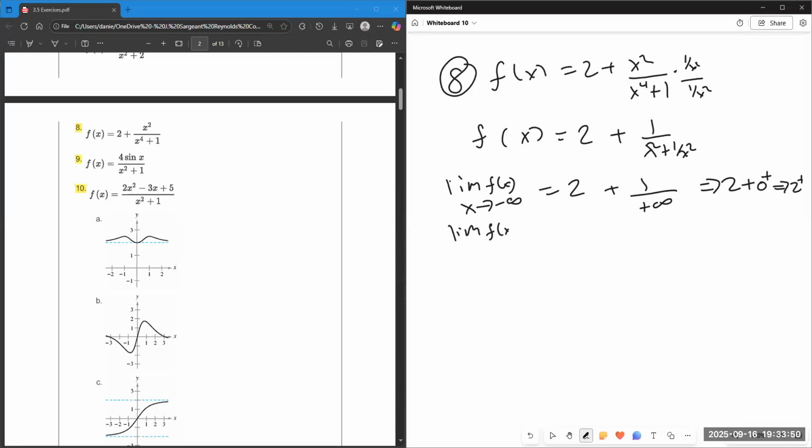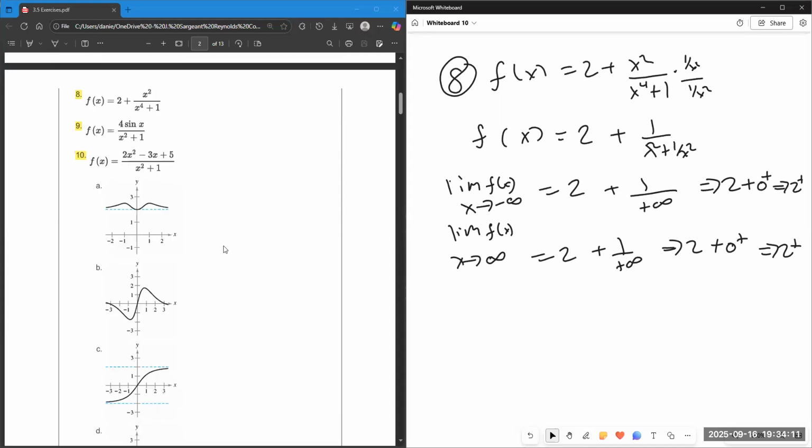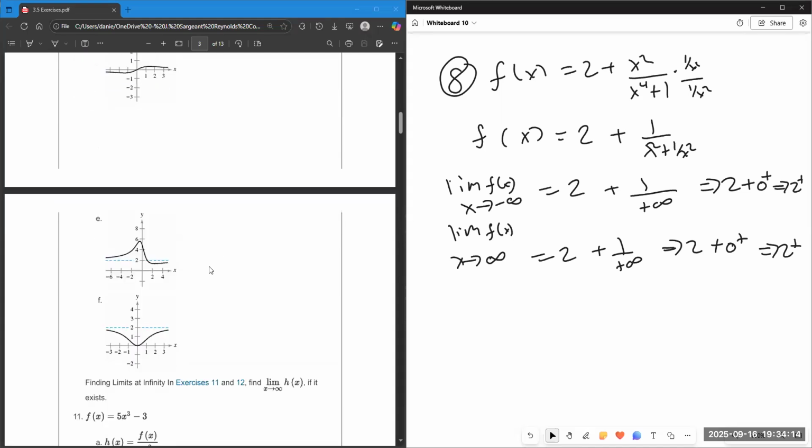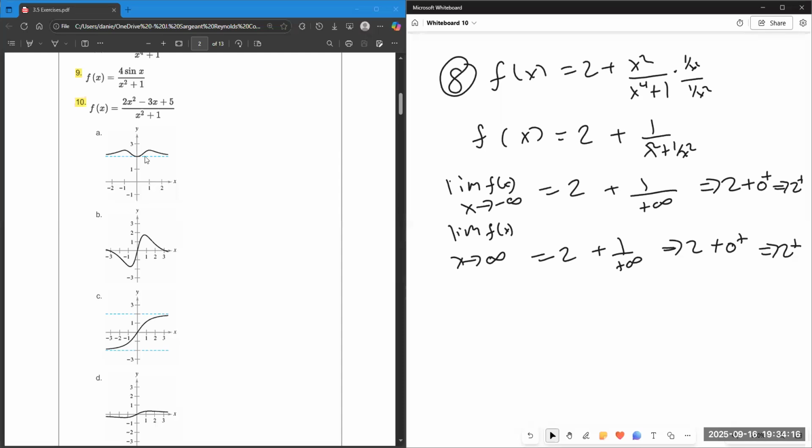The limit of f of x as x approaches positive infinity is 2 plus, and again, this is going to be positive infinity. So same thing, I'm coming from a number a little bit bigger than 0, which gives me a number a little bit bigger than 2. So approaching from just above 2 both times. Let's see if there's any other options. It looks like the only option there is A. So that's A. I don't really need to go into anything else.